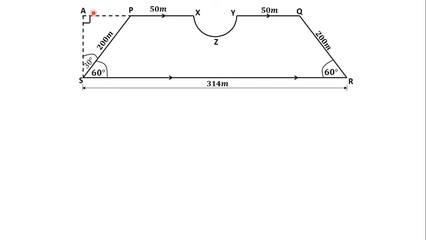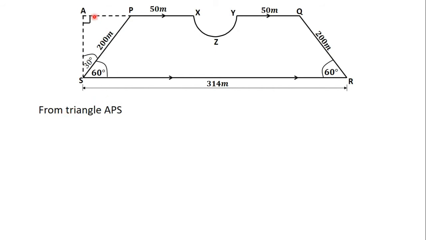SAP or APS is a right angle triangle. We have 30 degrees here. AP is opposite to 30 degrees and PS is the hypotenuse. So we have opposite, we have hypotenuse. We can use sine to find AP.